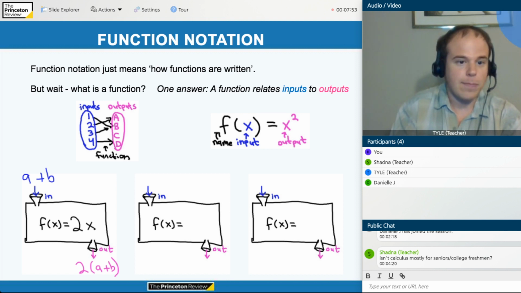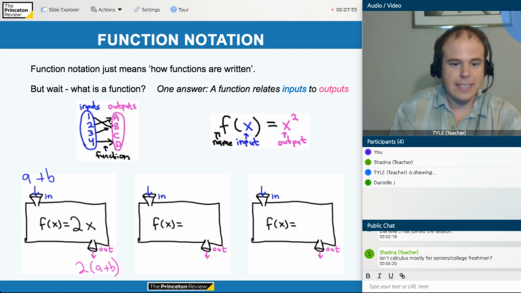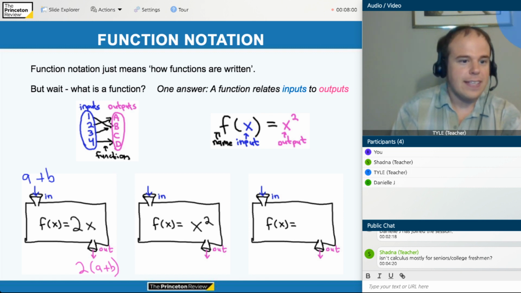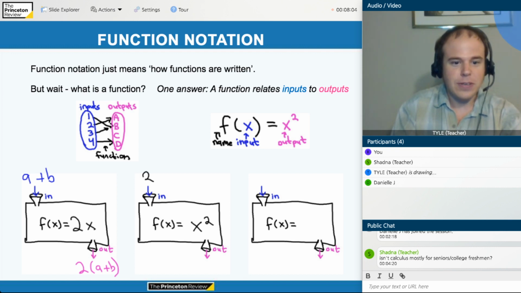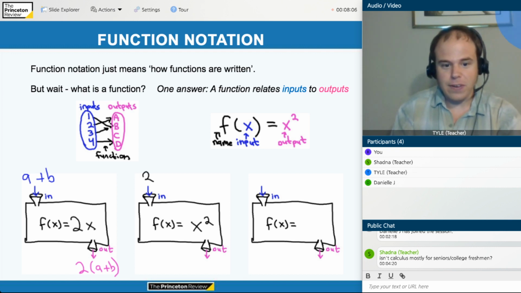Let's look at two more examples quickly. Let's say f of x equals x squared. In this case, if we put in 2, our function squares it, so we get 2 squared, which is 4.